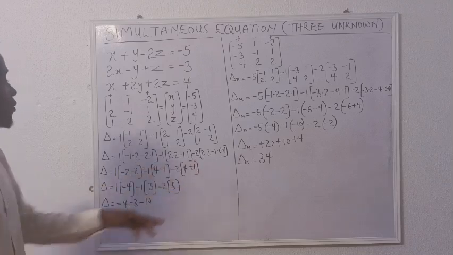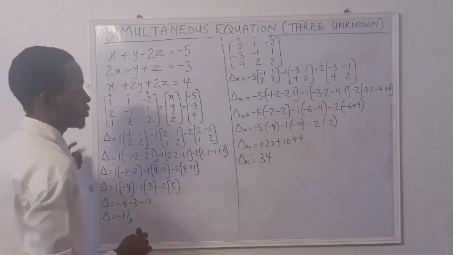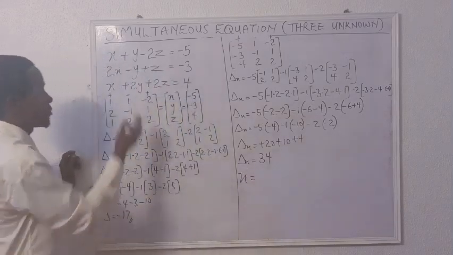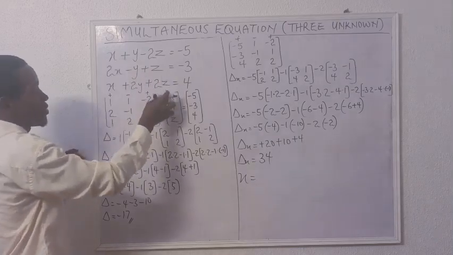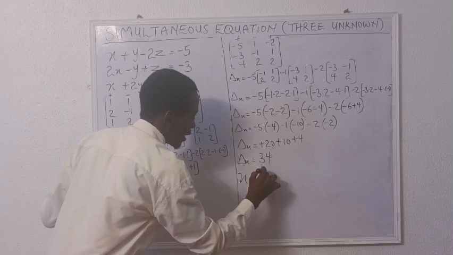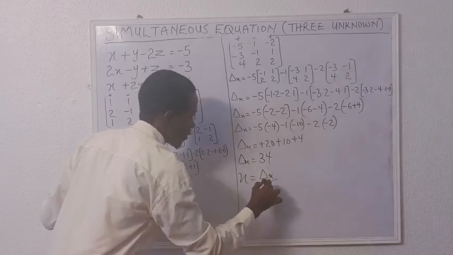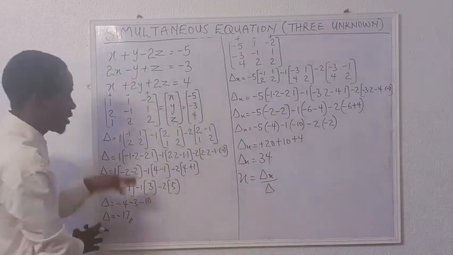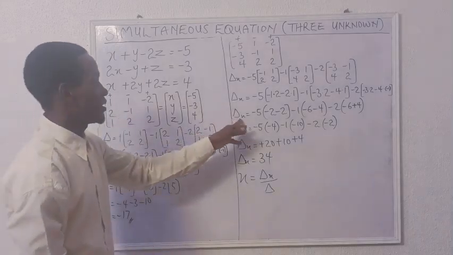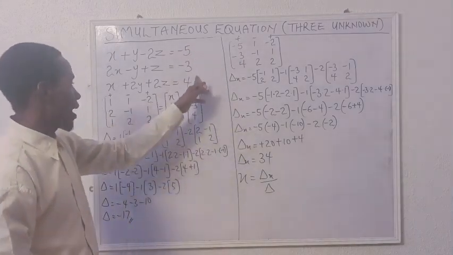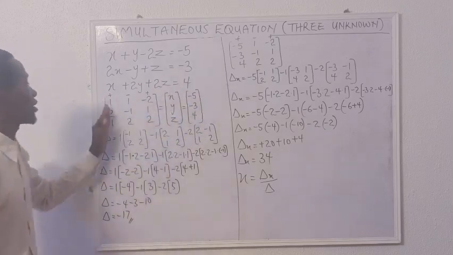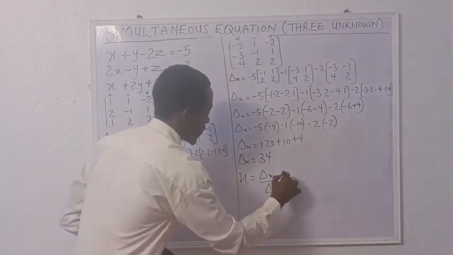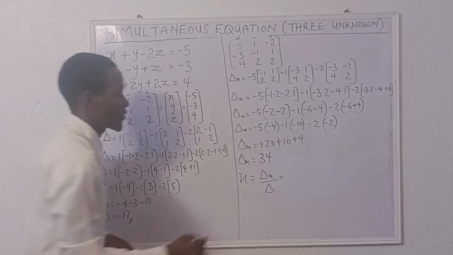So I've succeeded in looking for delta X. And I told you that my X, which is the first unknown variable I'm looking for, is going to be delta X over delta. Now we are looking for delta, which is the determinant of the original matrix itself. Now, delta X is representing the answer in the first column of the original matrix, to look for my X. So, putting my delta X over delta is going to be what was delta X?